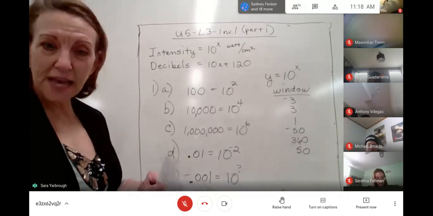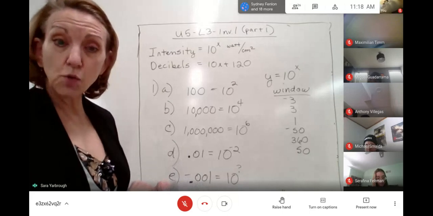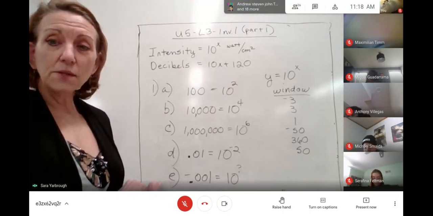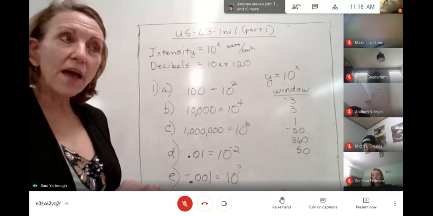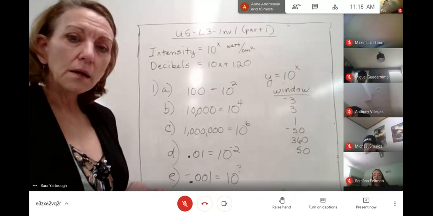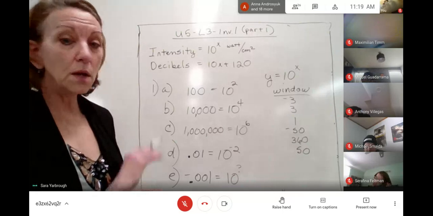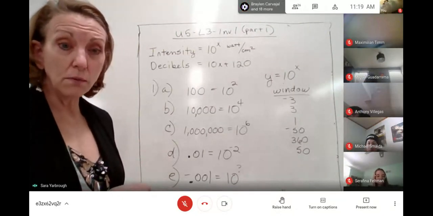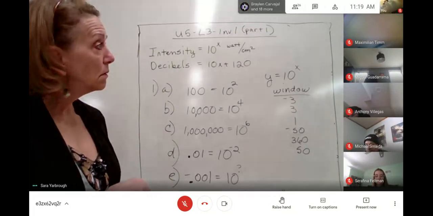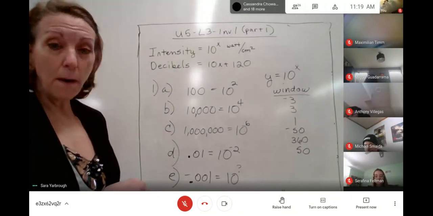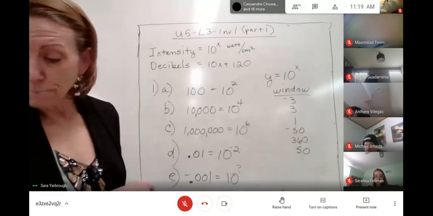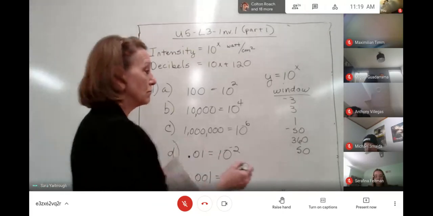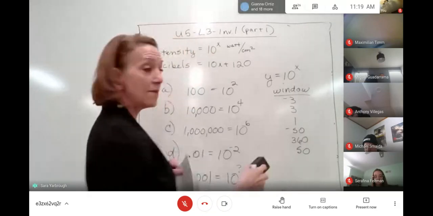Graph, just put 10 to the x in your y equals, and look at the graph and see if that graph ever takes on a negative value. Not for x, for y. Does it ever have a y value that is negative? Does everyone have that window?